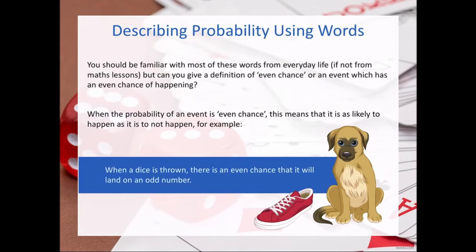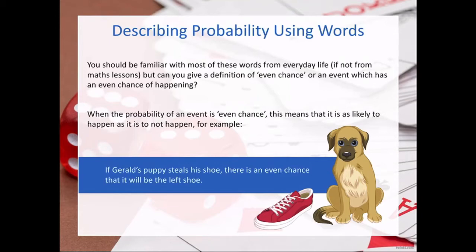When a dice is thrown, there is an even chance that it will land on an odd number. So let's think of a dice. We have number 1, 2, 3, 4, 5 and 6. What are our odd numbers? We have 1, 3 and 5. And we have 2, 4 and 6 are our even numbers. So we have 3 odds and 3 evens. So there's an even chance it could land on an odd or an even. There's the same amount of possibilities.